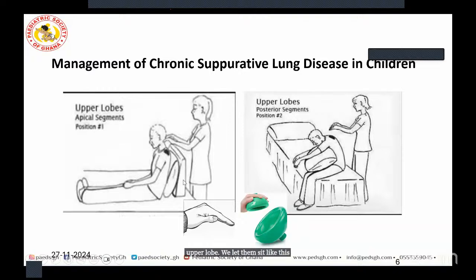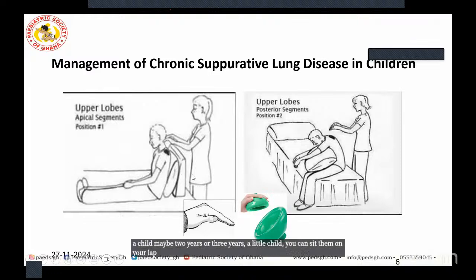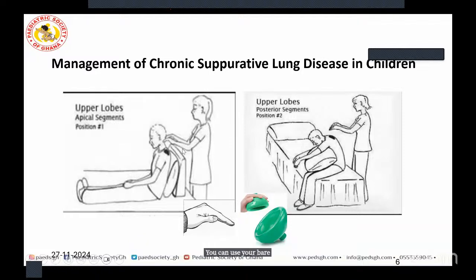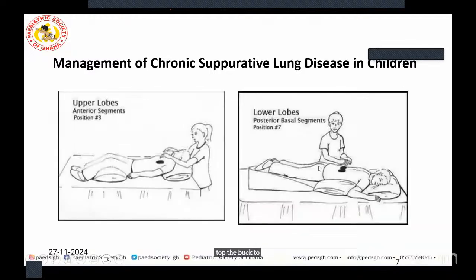This is for an older child, but for a child, maybe 2 or 3 years, a little child, you can sit them on your lap and do that easily. You can use your bare hand, like you cup your palm and use it to tap, or there are devices like this one that you can use to tap the back to do the chest percussion.